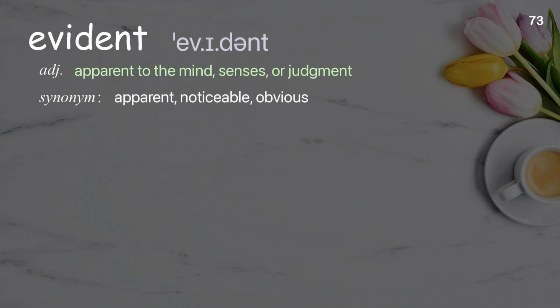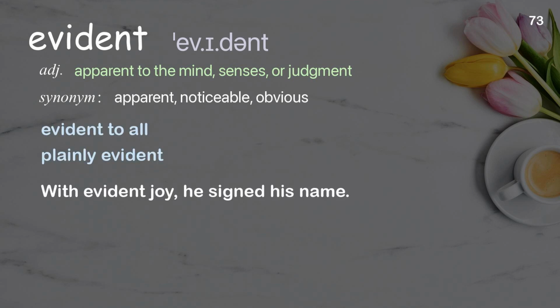Evident. Apparent to the mind, senses, or judgment. Examples: Evident to all. Plainly evident. With evident joy, he signed his name.